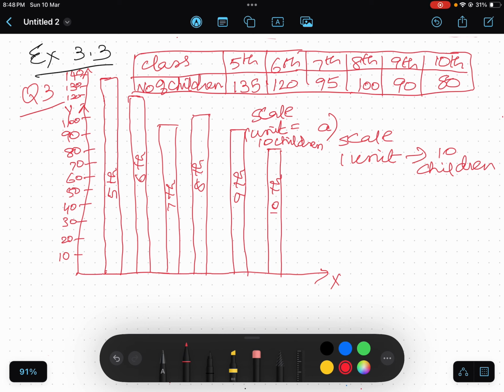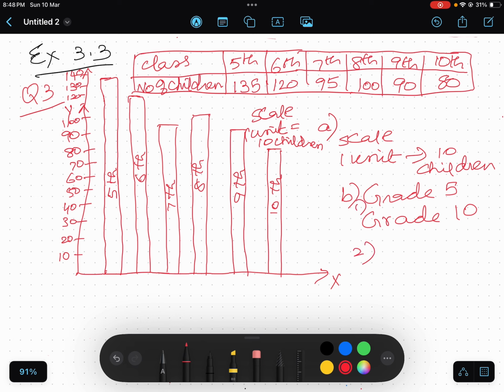Now they have asked which class has a maximum number of children. So which class has the maximum number? It is the 5th grade, 135. They have just asked which grade, so you can just write it is grade 5. And then minimum. So it is grade 10. And then there is one more part here.